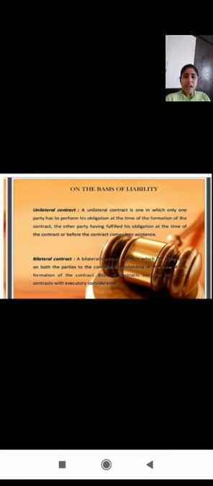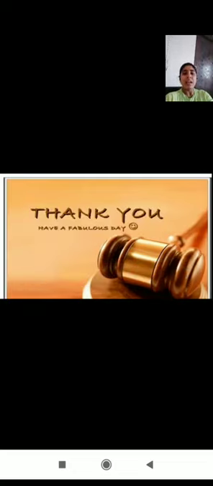And the bilateral contract is one in which both the parties to the contract have obligations outstanding at the time of the formation of the contract. Like an executory contract, in a bilateral contract both the parties have to perform their obligations. So this is a bilateral contract. So this is about my presentation on business law, the Indian Contract Act, and essentials of a valid contract. And next, types of the contract.